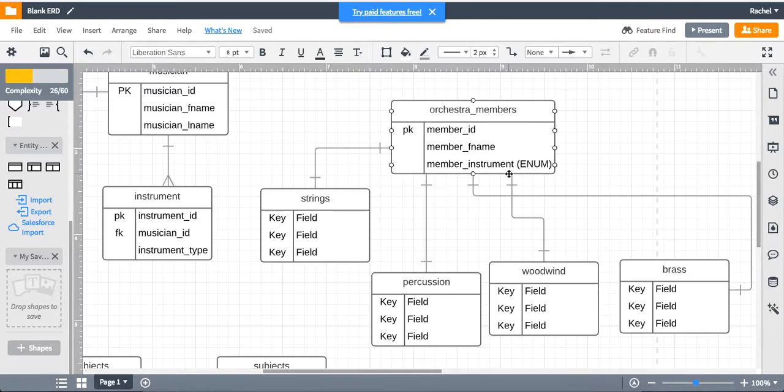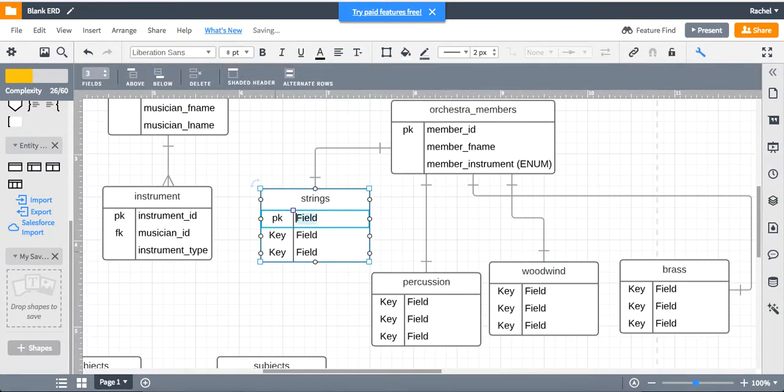But we have orchestra members, the member instrument, and then down here we would have the primary key for the orchestra member for each of these fields. So that's really what I was looking for here. Some folks just had two tables, which also makes sense.